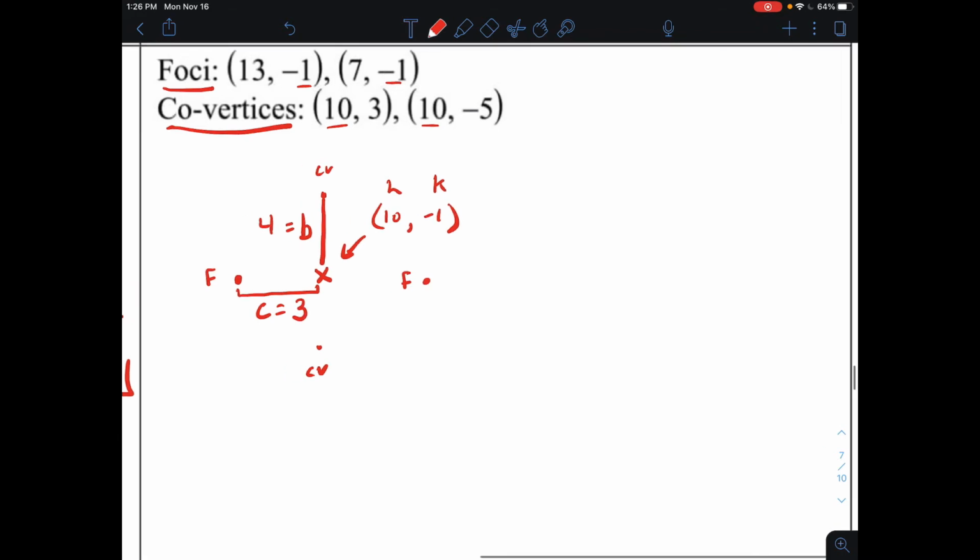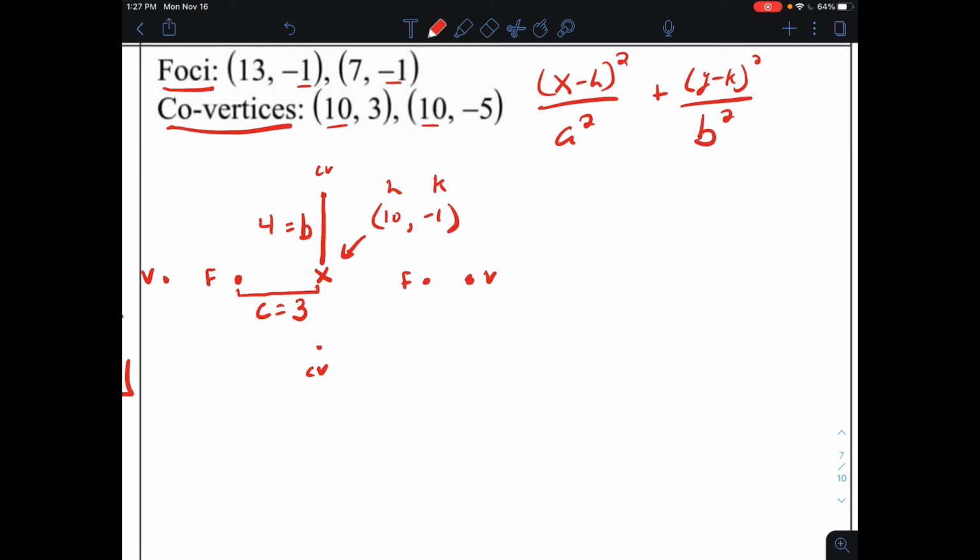Now, I got to figure out the orientation. Well, if my foci lie left and right of the center, that means the vertices are also going to be left and right of the center, which means that we're going to be elongated along the horizontal, which tells me that x is going to get the bigger denominator when you compare the x and the y parts in our standard form. So we can go ahead and write a general form so that we can see where to plug in our numbers.